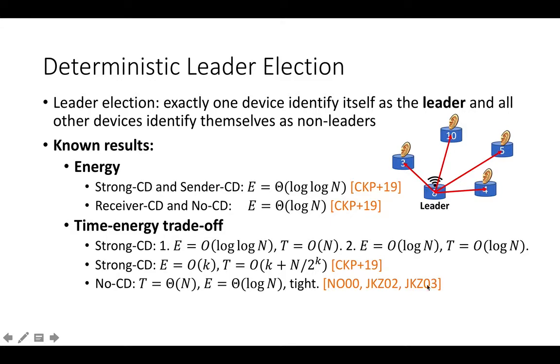And in the no-CD model, it has long been known that a time complexity of order N and an energy complexity of order log N are both tight. So the question becomes, what is the tight time-energy trade-off in other models? Is this trade-off given by this paper by Chang et al. in 2019 tight? The lower bound of log N and log N by Jiang et al.